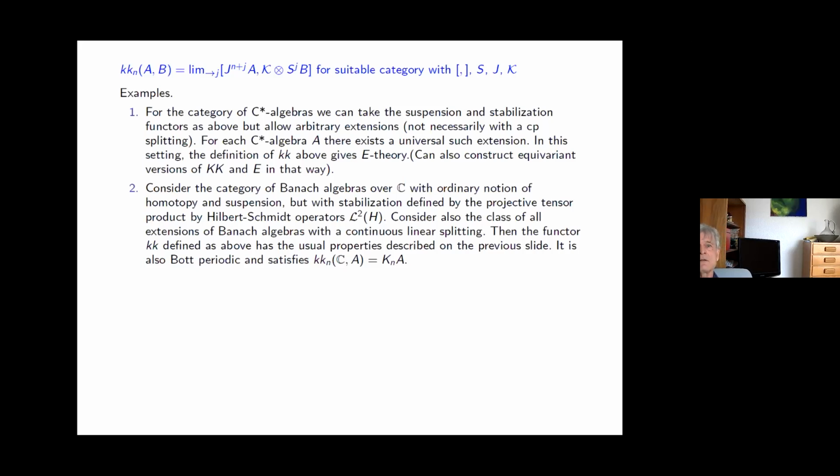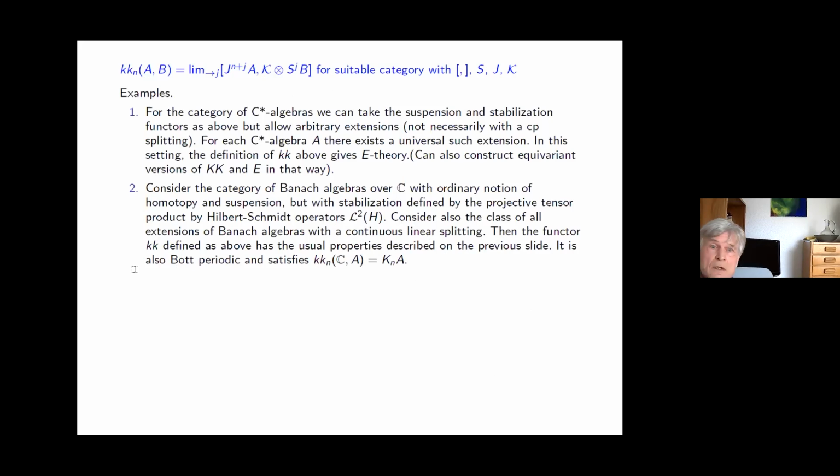Now, as a second example, consider the category of Banach algebras, let's say over the complex numbers, with the ordinary notion of homotopy and suspension. But stabilization, this time we could take a tensor product by the C-star algebra of compact operators, but here it would be more natural to take the projective tensor product, let's say by Hilbert-Schmidt operators. There are many possible choices, but Hilbert-Schmidt operators is a particularly nice choice. The key point about stabilization is always that it should contain all finite matrices over the algebra. And then it should be completed in some way in the corresponding category. And we consider the class of all extensions of Banach algebras that admit a continuous linear splitting. Then we can define the functor kk just as above, as this inductive limit.